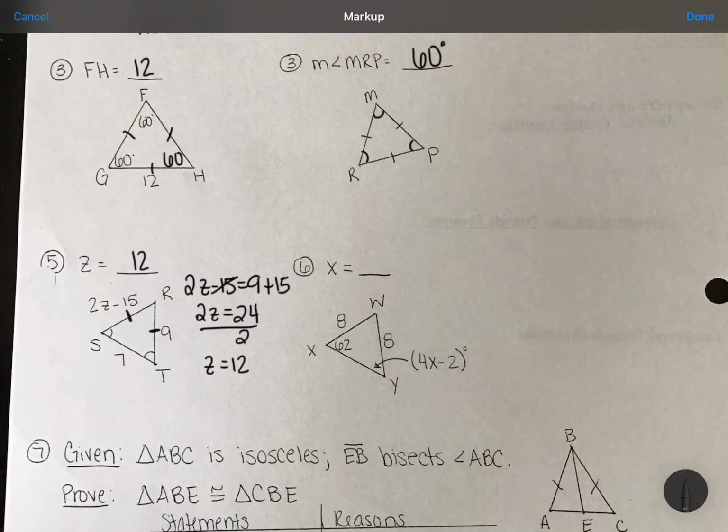Number 6. I know that 8 is equal to 8, so that's an isosceles triangle, making the base angles equal to each other. So 62 is equal to 4x minus 2. So I can add the 2 to the 62 and get 64 equals 4x. Divide both sides by 4, and x would equal 16. So how did you do? Did you get that part correct? Just using some algebra. If your sides are equal, then the base angles are equal. So that's all we're practicing there.